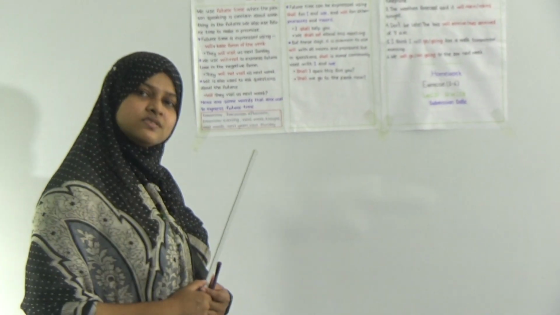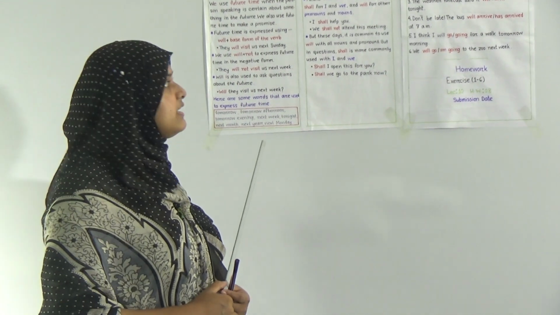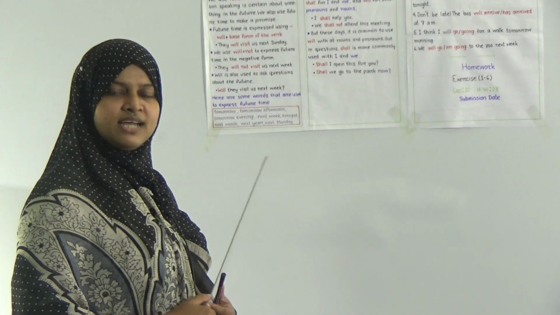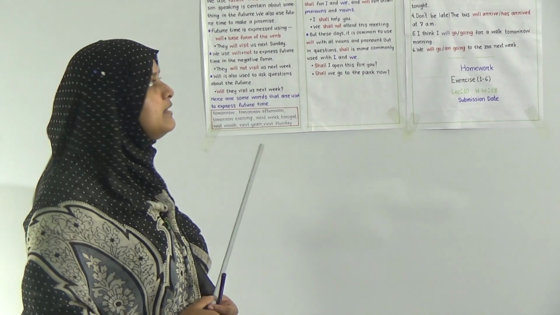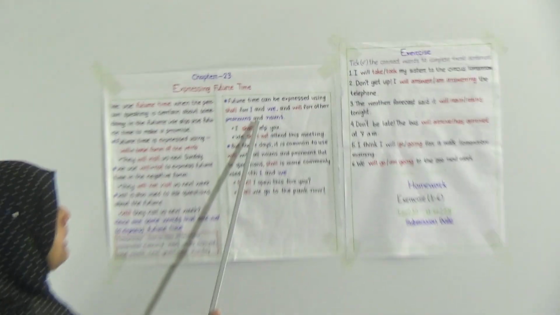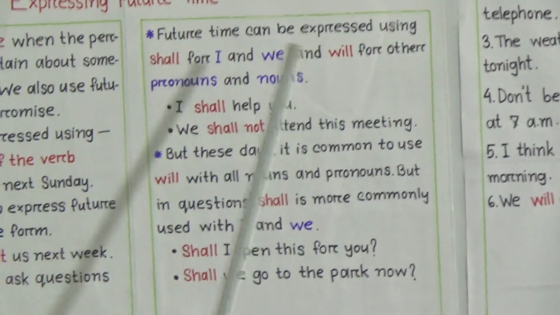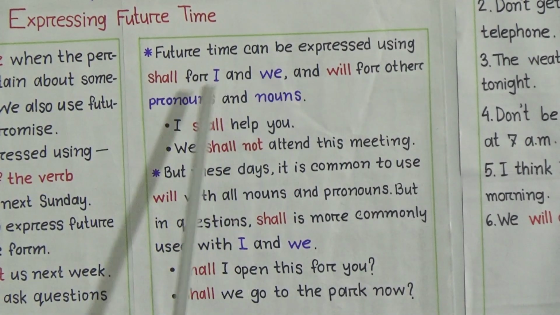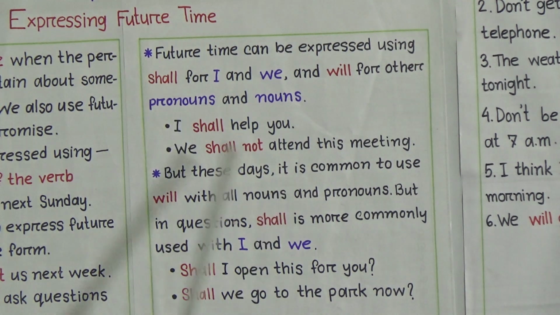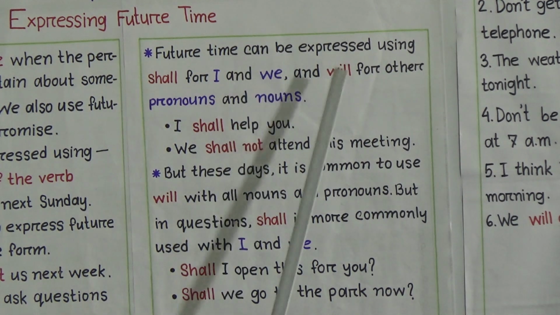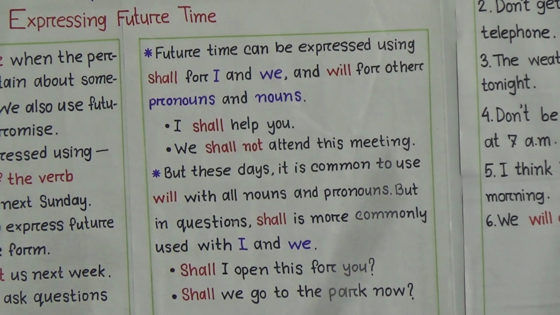So Fatema Miss is a name, and it's a noun. We know that the name of anything is called a noun. And pronouns, except I and we, we can say he, she, they, it and others. Except I and we, we have to use will with the pronouns.